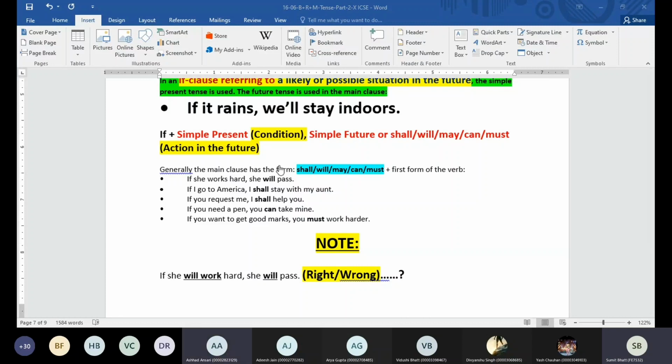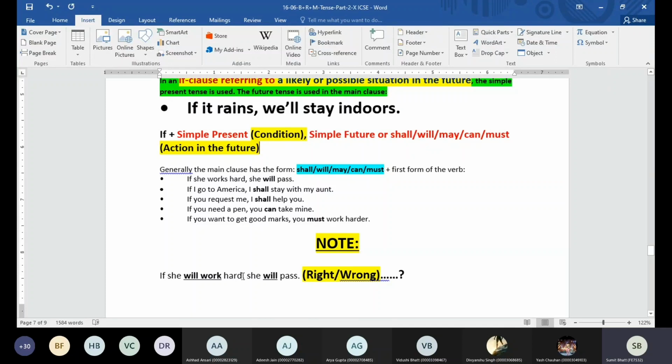Sir, if she will work hard, she may pass. I see. Okay. Yash, is he right? If she will work hard, she may pass. Yes, Johan. If she works hard, she will pass. Very good. So you can use may here, you can use can, that is fine. In the case of result, you can use any of these words, guys.